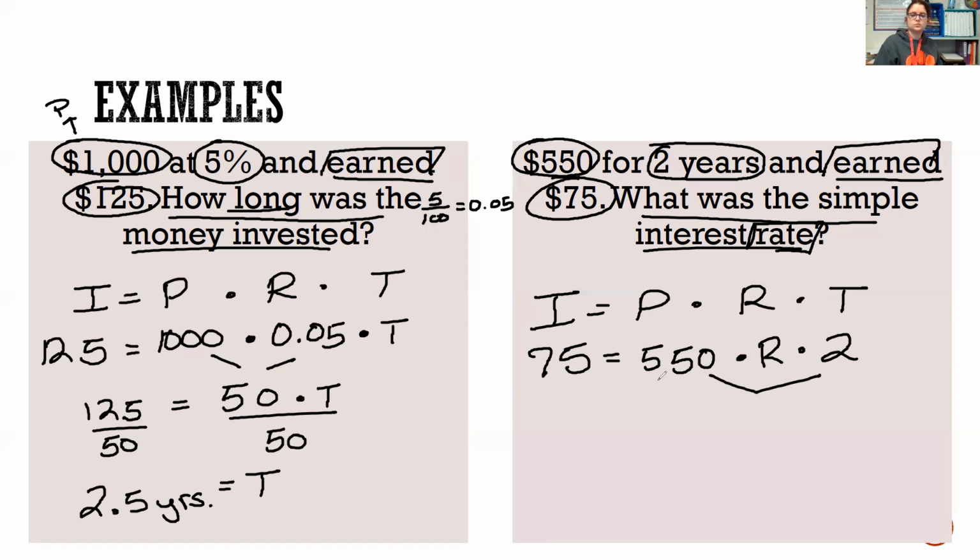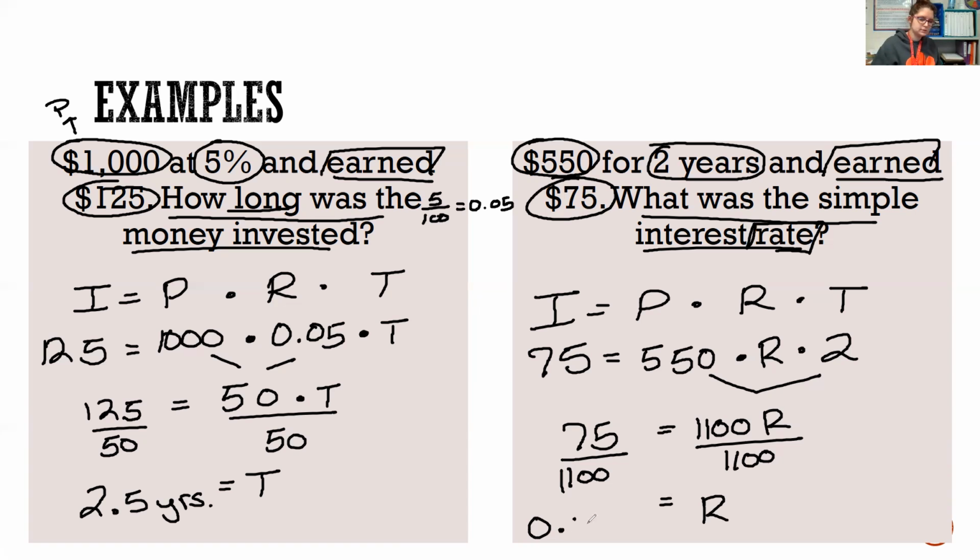The first thing we're going to do is multiply our two numbers. So 550 times 2 gives us 1,100 R equals 75. I'm going to undo my multiplication with division. So 75 divided by 1,100 gives us a bit of a long decimal, but that's okay. I see that it repeats. So we're going to say 0.0681.